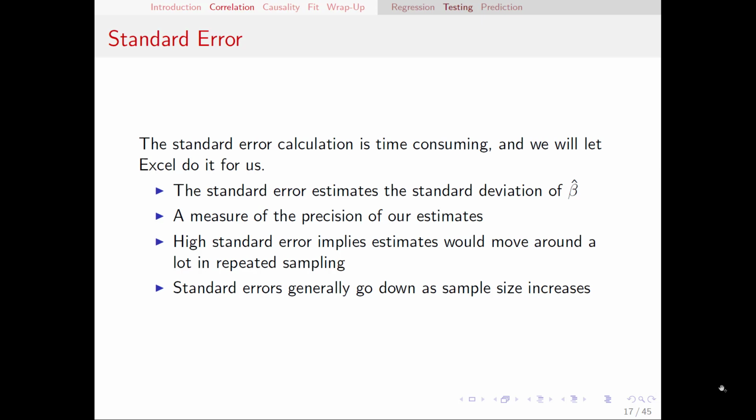Another way of saying this is that the standard error is an estimate of the standard deviation of beta hat, standard deviation being the tendency to move around randomly. And as I mentioned before, standard errors are generally going to go down as the sample size increases. So the bigger sample you have, the more precise the estimates. In the next video, this is going to be very important because we are going to use standard error when we conduct a hypothesis test.